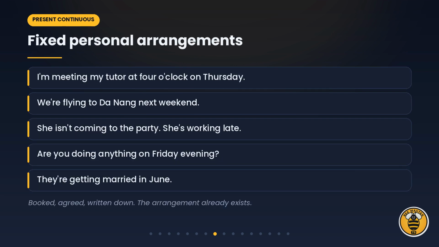Here are 5 arrangements. Notice how each one has a time, and very often a person or a place as well. I'm meeting my tutor at 4 o'clock on Thursday. We're flying to Porto next weekend. She isn't coming to the party. She's working late. Are you doing anything on Friday evening? They're getting married in June.